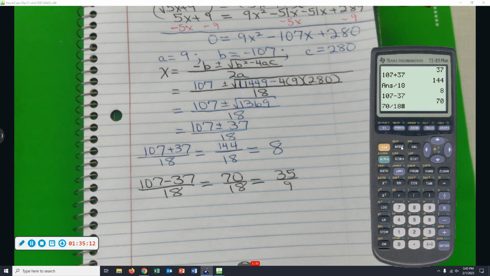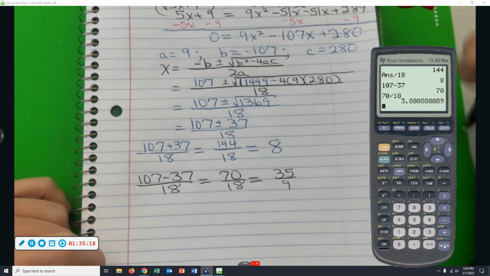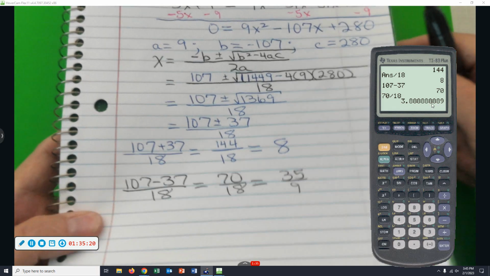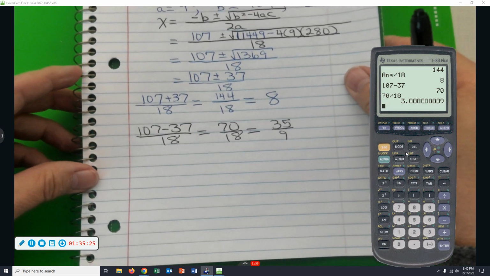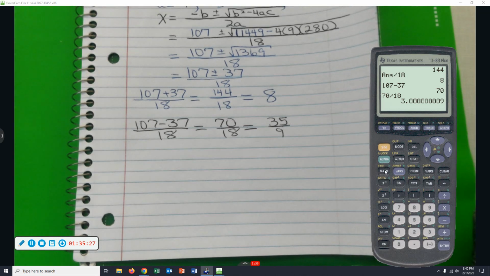There it is. If you put 70 over 18 into this type of calculator, it'll give you a decimal number. If you want to see that as a fraction on this type of calculator, I click Math, and that number 1 arrow fraction, that means it converts the number to a fraction, if possible.